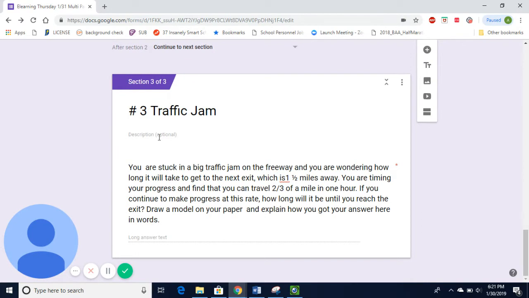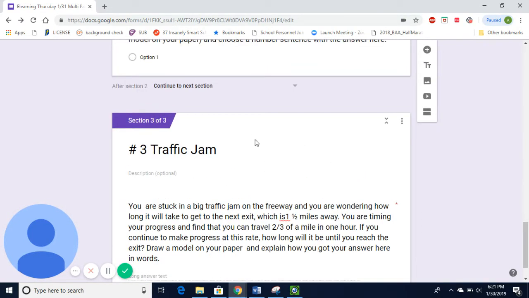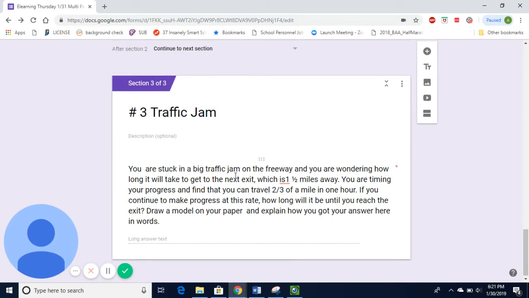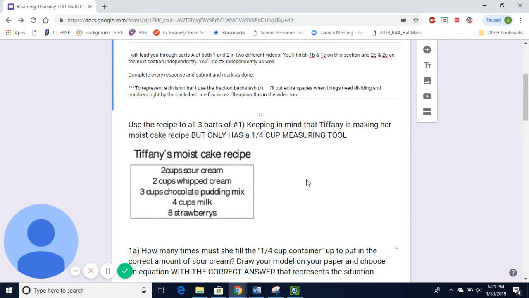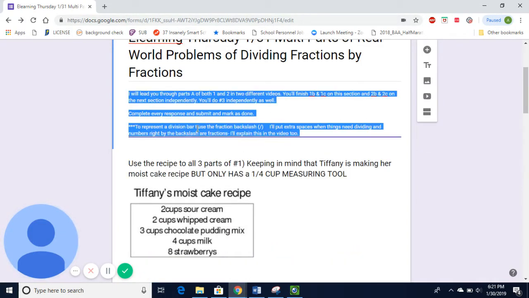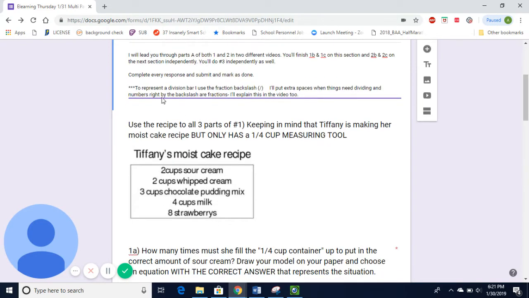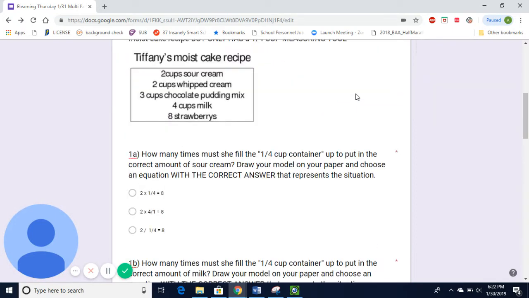And then you just have one more problem on section 3, the traffic jam. It's just one problem where you're going to explain your reasoning. Okay, so that'll be it for today. So again, if you don't have this paper, that's okay. A couple things. When you're choosing multiple choice to represent the division, I will use this backslash that we use for fractions, but I'll put extra spaces in between so you know what's being divided and what's a fraction.